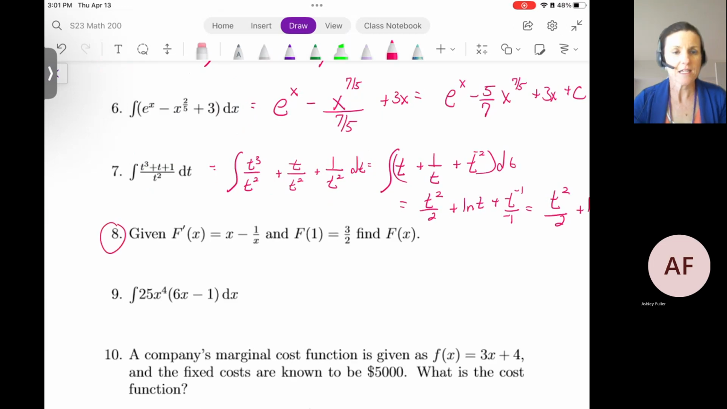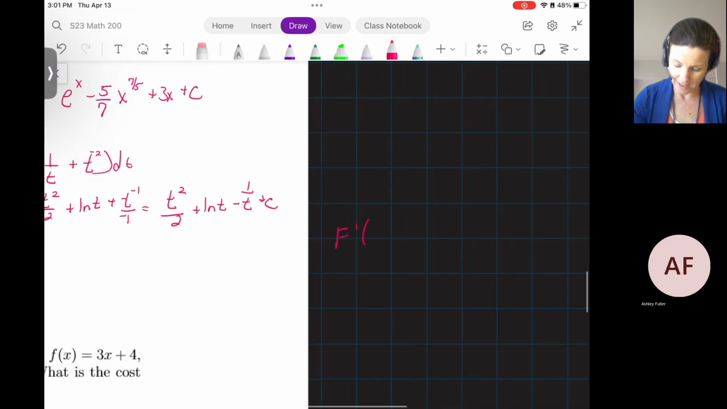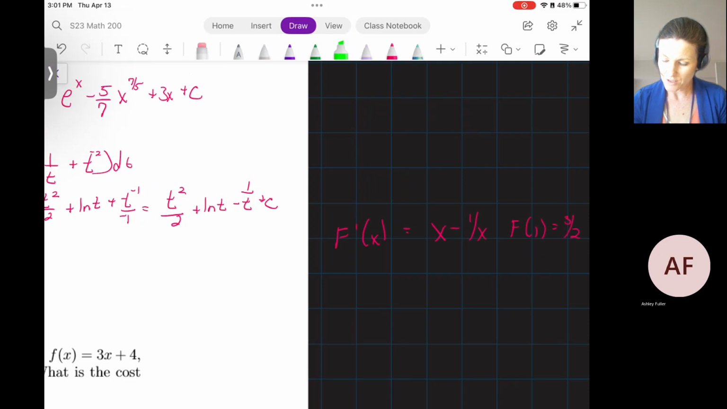Let's look now at number 8. Here's where we're actually going to find a c value. We're given the information that f prime of x is equal to x minus 1 over x, and we know that f of 1 is equal to 3/2. Notice that this is f, not f prime. To find the actual function f, we're going to integrate both sides. When we integrate the derivative, we end up with the original function, and then integrating each term, we get x squared over 2 minus the ln of x plus c.